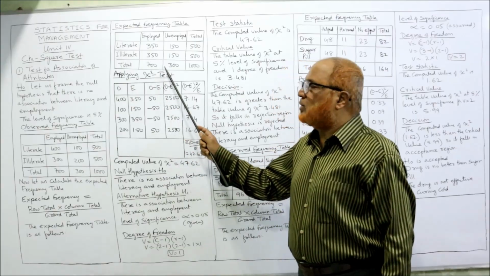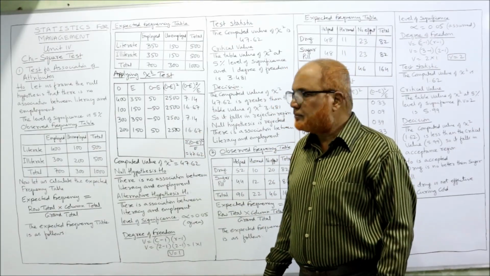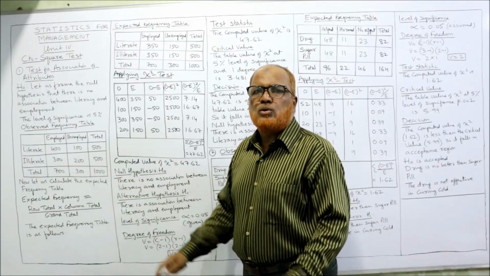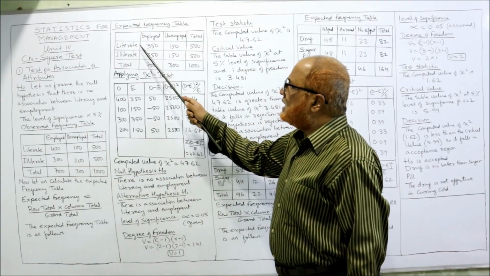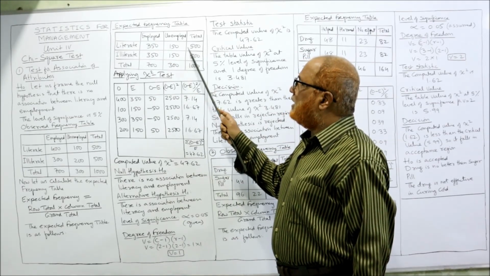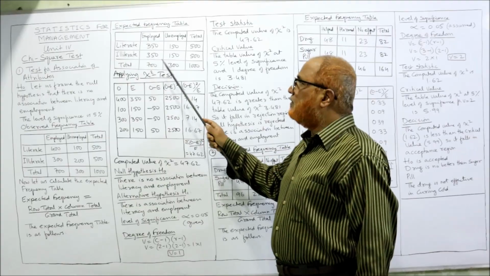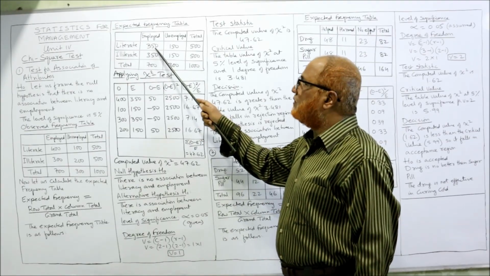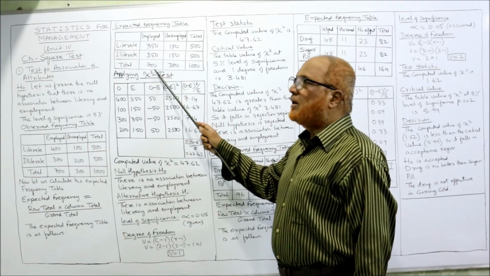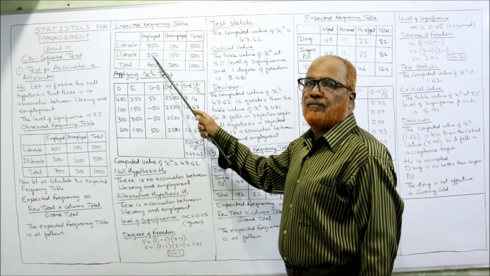Now the expected frequency table will look like this. Same table, rows and columns same. Now values will change. I want this literate and employed. So we have to multiply 500 into 700 divided by 1000. You will get 350. Similarly 500 into 700 divided by 1000, you will get 350.